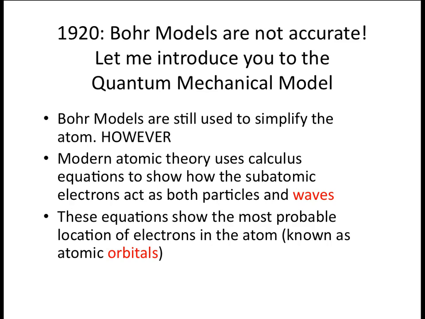It was shortly determined that the Bohr model was not accurate, and in 1920 the quantum mechanical model came into existence. Modern atomic theory using calculus was able to show that the electrons acted as both particles and waves. And because of these properties, the electron in the atom's position became different than what we used to think. There are still a lot of correct ideas that the Bohr model gave us, and so we still use it to simplify the atom. But as we move into the next section, we will actually talk about how electrons can be found in a region of space called an orbital.